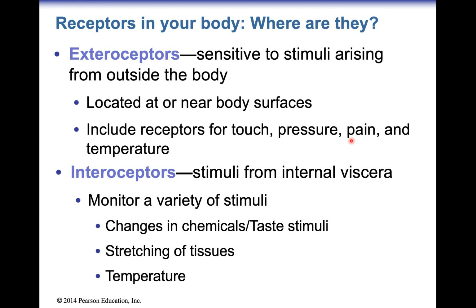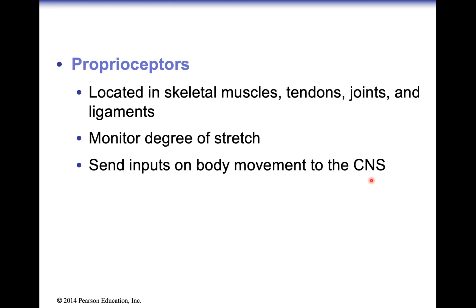Then you have interoceptors, and this is to sense things in your visceral area. If you recall, the word viscera or visceral means internal. Visceral receptors can be found in your mouth, so your taste, in your nose, so your sense of smell. They're found in your tissues like smooth muscle, cardiac muscle, and skeletal muscle to measure stretching. And they can act as temperature receptors as well internally, so you can feel when your core is warmer or cooler.